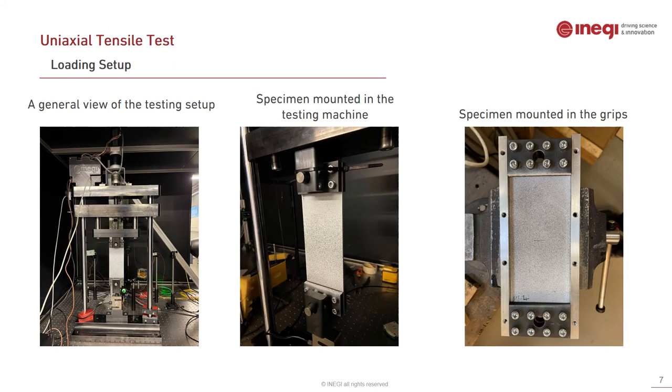And in order to make the uniaxial tensile test, a portable testing machine was developed and designed by the research group at INEGI. And as you see in the first image, this is the general view of the machine, and also the grip and the specimen installed in the machine.